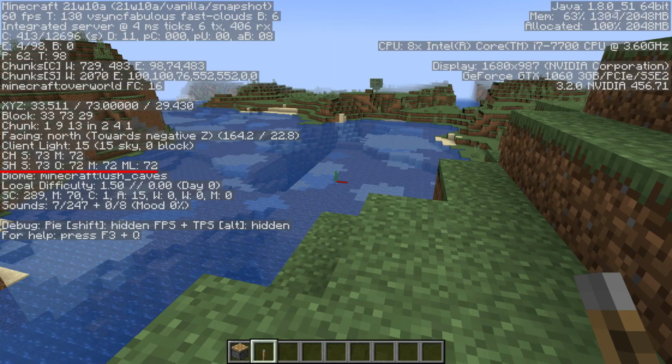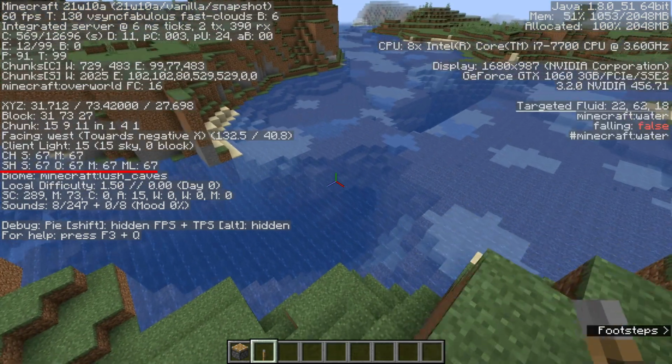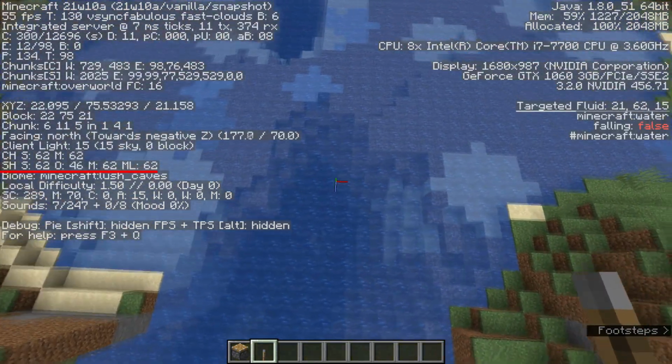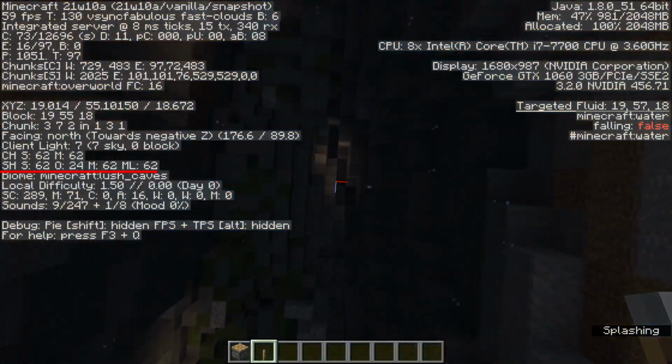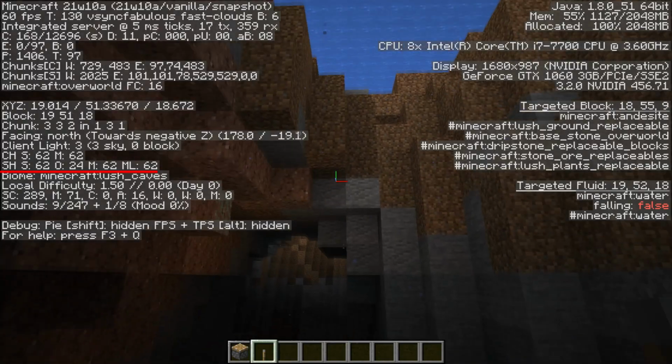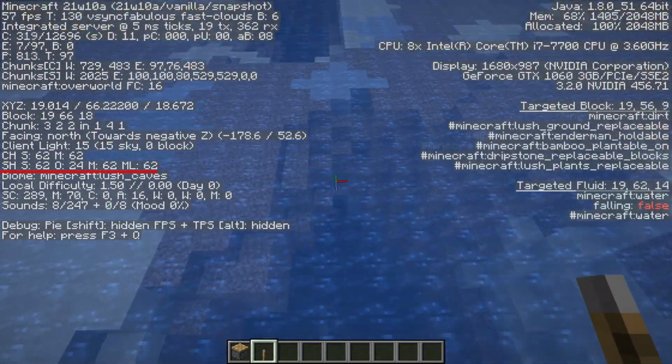M is then the same as for CH, so that's the Y coordinate of the highest block at this XZ coordinate that has a blocking motion material or it is liquid. So we can move over here above the liquid, and then we will see that for O it is the block all the way down here that it's detecting below the liquid, and M is above the liquid.